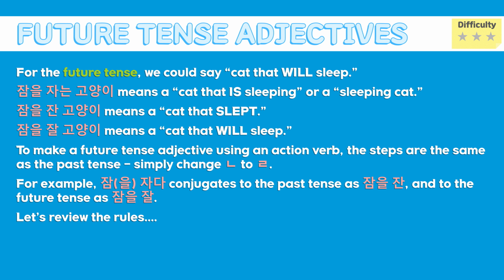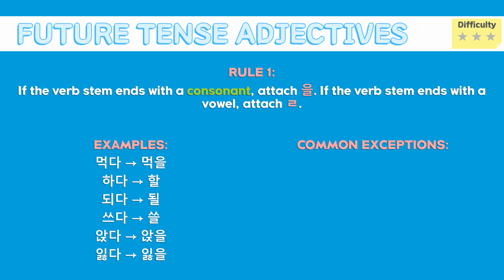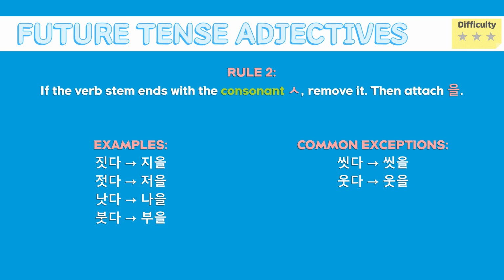Let's review the rules. Rule 1. If the verb stem ends with a consonant, attach 을. If the verb stem ends with a vowel, attach 리을. Here are some examples. You can pause the video here. Rule 2. If the verb stem ends with the consonant 시옷, remove it, then attach 을. Here are some examples. You can pause the video here.